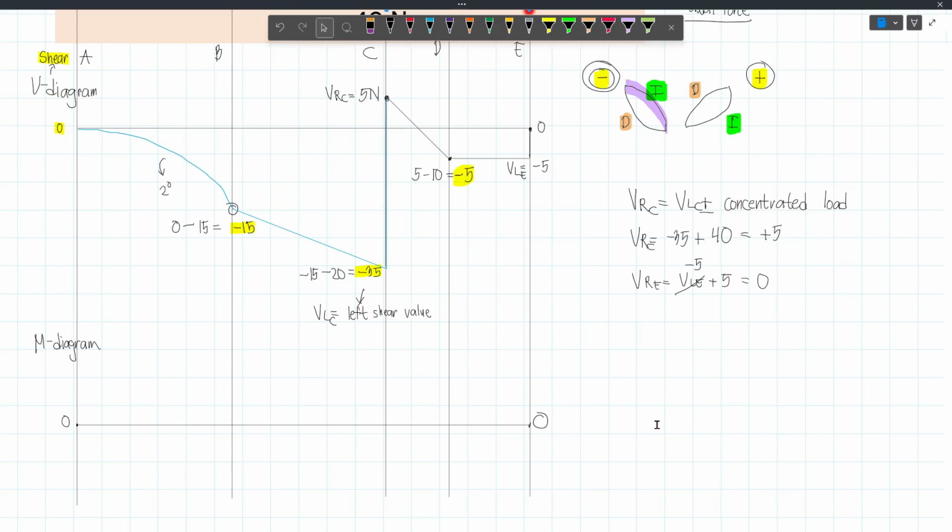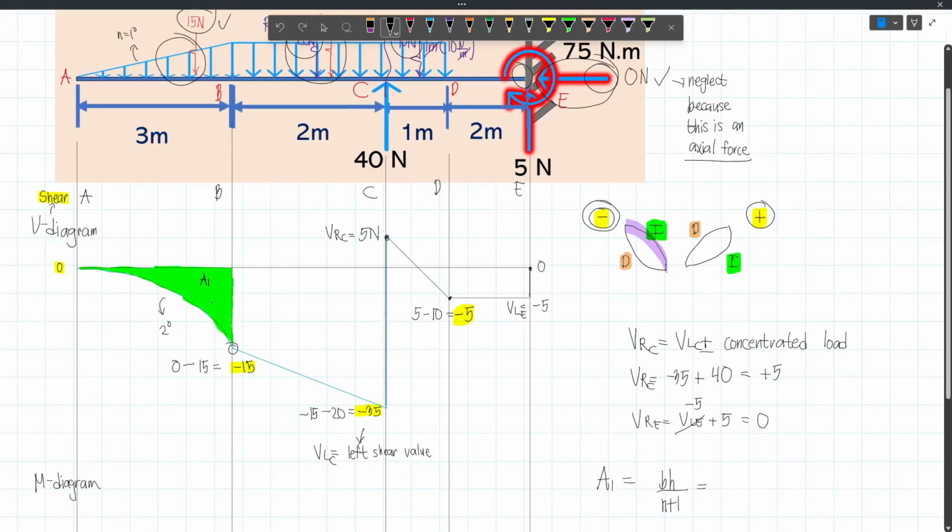Now again, to get the moment value from one point to another point, we will sum up all the areas. So the moment value here at point B will be this area. And so let's label this as, let's say, area 1, this one. Now again, this curve is in the second degree. And so if we will compute A1, we can use the formula, which is BH over n plus 1. And then this will be equal to the base, which is 3 meters, because this is 3 meters, and then multiplied by the height. Now our height is negative 15. And so let's write that one. We have negative 15. And then divided by n plus 1. Our n is 2. And so we will substitute here 2 and then plus 1.